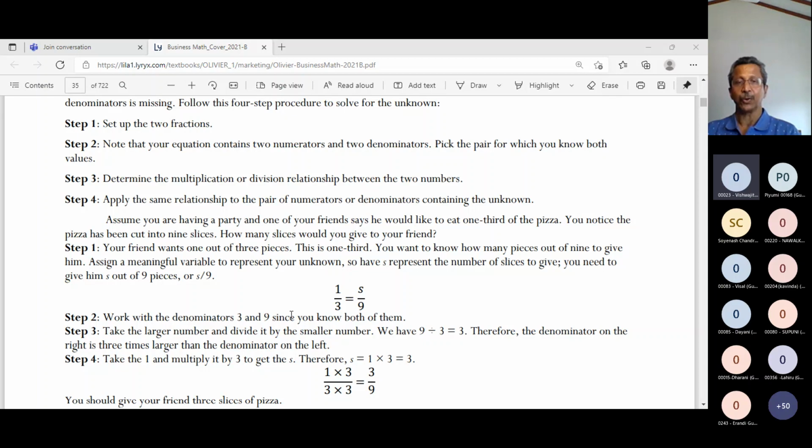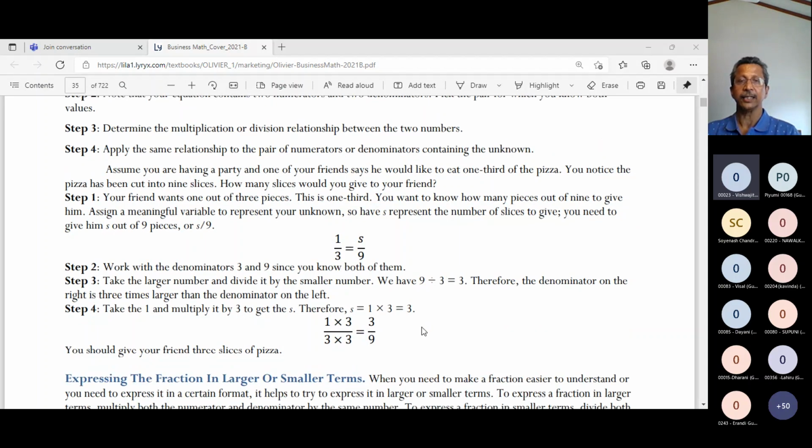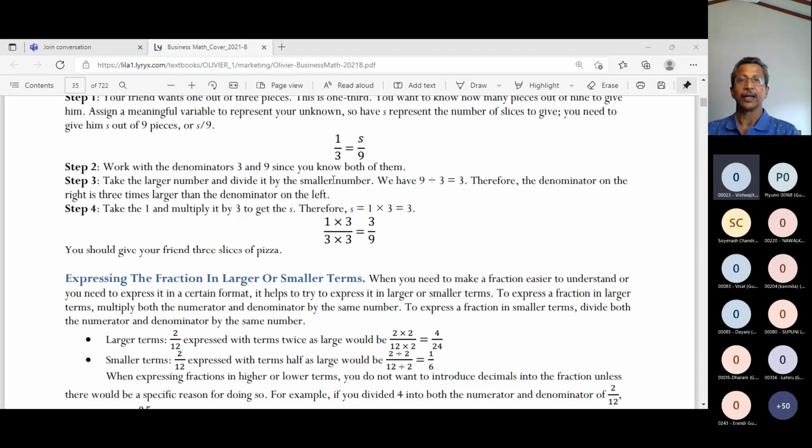Then to get this answer, right, we multiply this side to get this number, right? So 3 multiplied by 3 is 9, and 1 multiplied by 3 is 3. So 3 upon 9. So we should give the friend 3 slices of pizza. Understood?